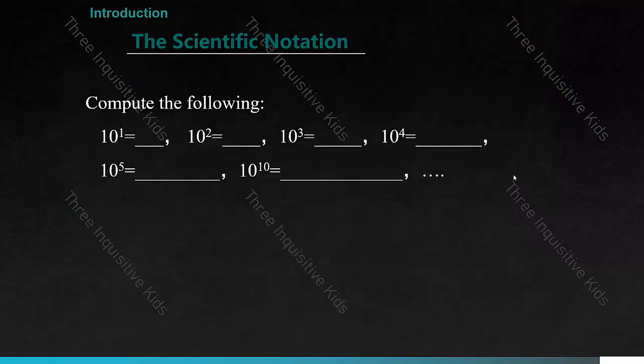Here is the scientific notation. I want you to compute the following. 10 to the first power equals 10. 10 to the second power equals 100. 10 to the third power would be 3 tens multiplied together, which is 1,000. 10 to the fourth power, based off of what we learned in the last lesson, is 10,000. 10 to the fifth power is 100,000. And 10 to the 10th power would be a 1 with 10 zeros after it.